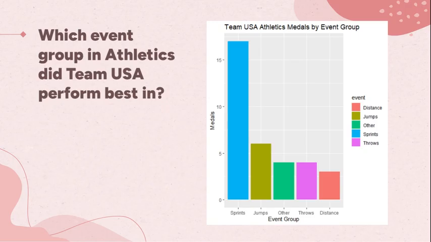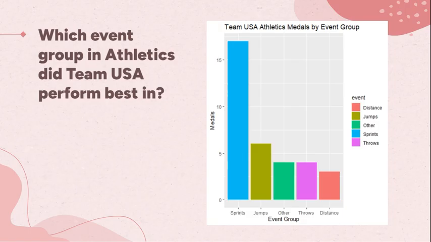Which event group in athletics did Team USA perform best in? So switching over to R really quick, I looked at which event groups in athletics Team USA performed best in. So it's divided by event group. So sprints, jumps, throws, distance, and other. So other falls into the category of race walking or road races, kind of like one-off events.